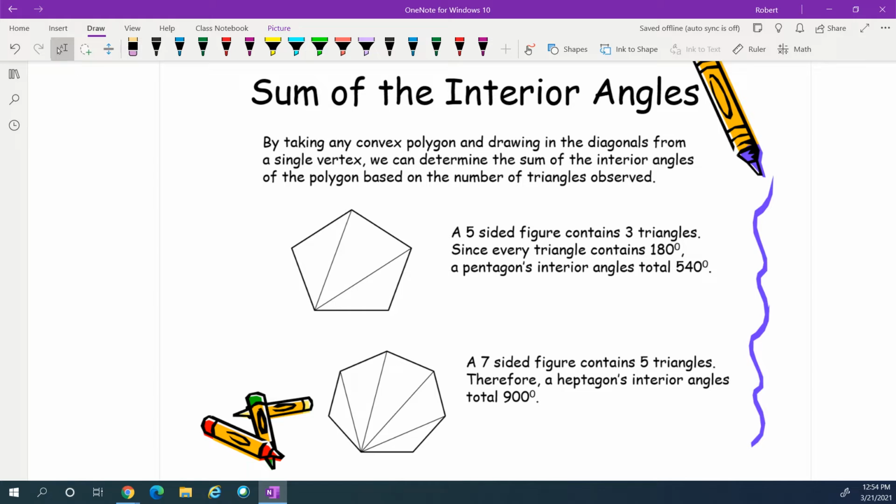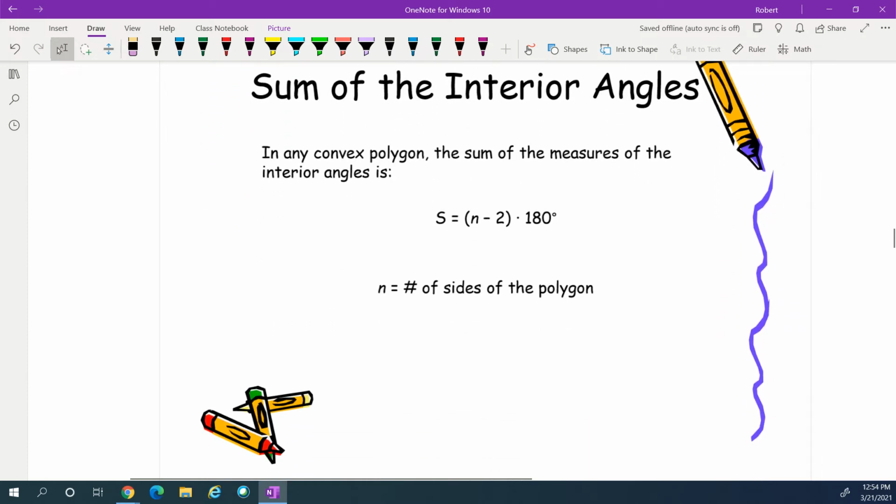This slide explains how we go about it, but ultimately we can just come up with a simple formula. And that formula is S equals n minus 2 times 180. N is the number of sides. S is the sum of the interior angles. So if this was a triangle, we would plug in 3 for n, and 3 minus 2 is 1. 1 times 180, so the sum of the angles is 180.